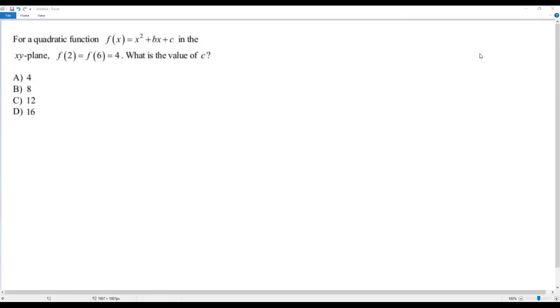Here we have a SAT math problem. Okay, let's go to the question. For a quadratic function f(x) = x² + bx + c in the xy-plane, f(2) = f(6) = 4. What is the value of c?